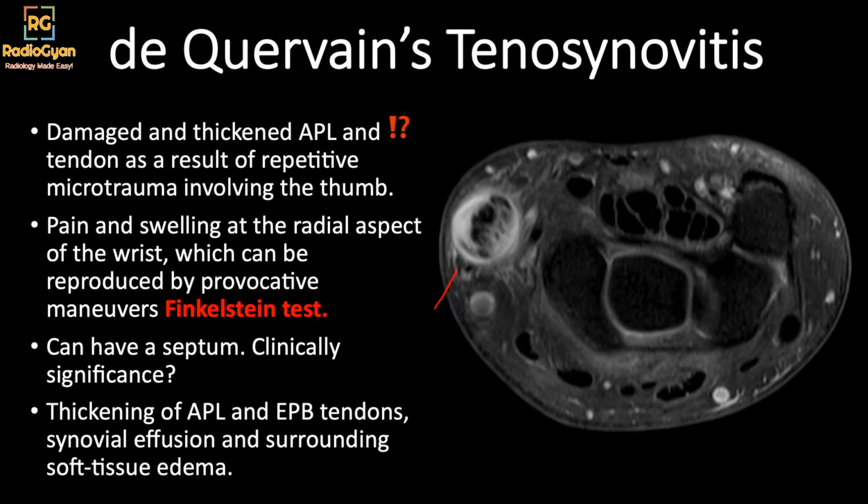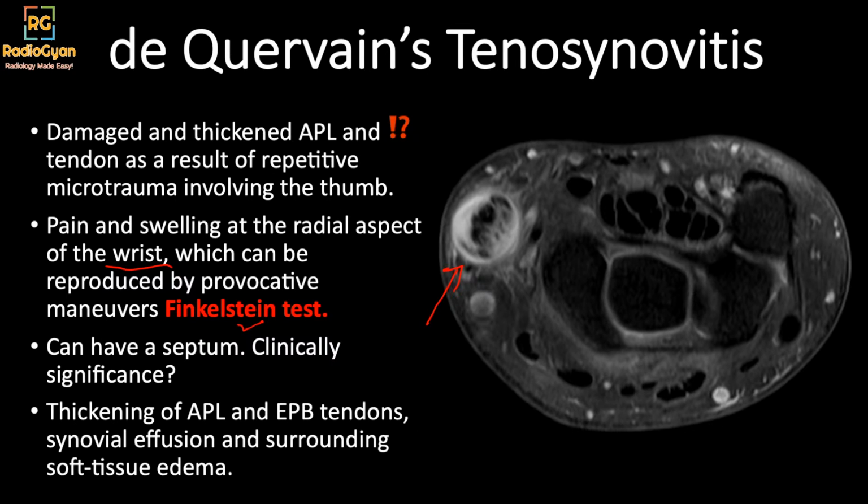This is the first compartment, and just to revise, what tendon will be accompanying abductor pollicis longus in the first compartment? In the meanwhile, you can type your answer in the comment section. So de Quervain's tenosynovitis will typically affect the first compartment, and there'll be chronic repetitive microtrauma in this region. So you'll get pain and swelling at the radial aspect of the wrist, and the clinical test for de Quervain's tenosynovitis is Finkelstein's test.